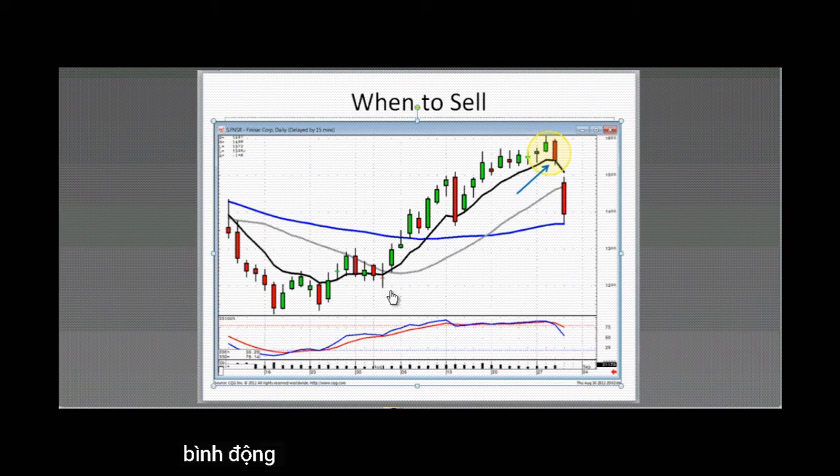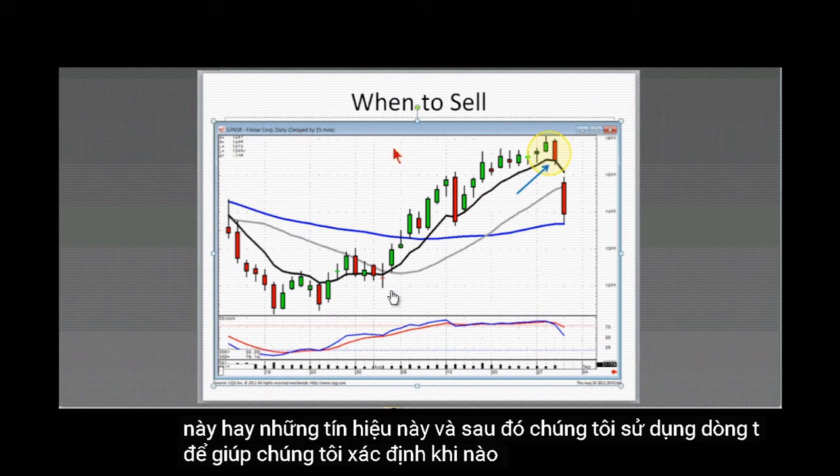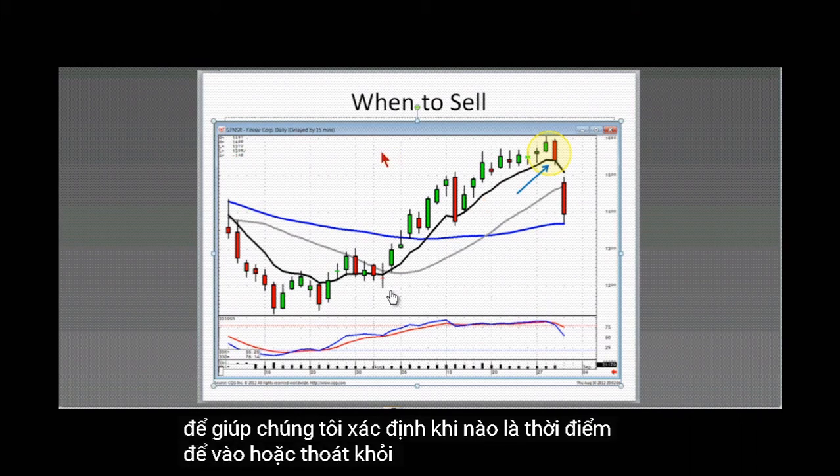Do you have software to find these setups? Oh, these aren't setups. These are just trend analysis. The setups are the reversals. What we're looking for is the reversal signals, these or these, and then we use the T-line to help us identify when it's time to enter or exit a trade.